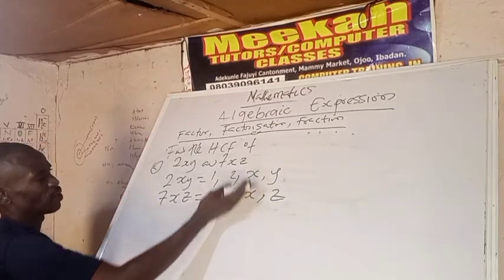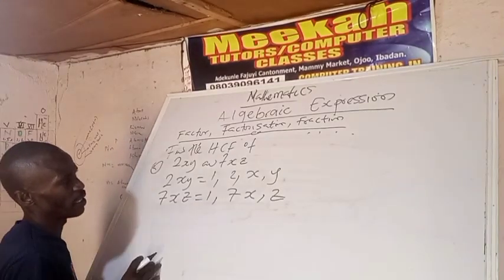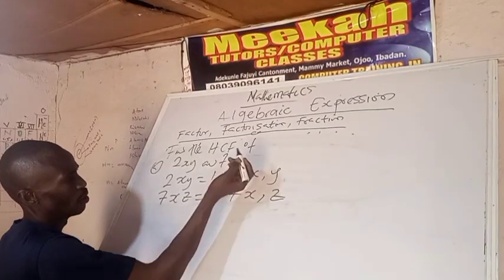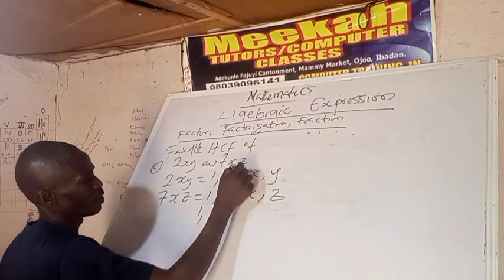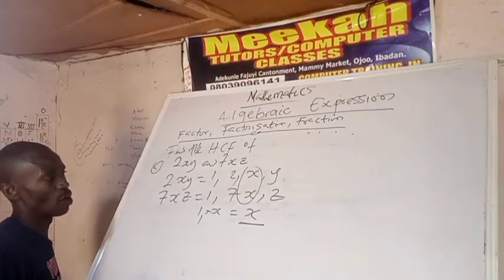What are those things that are common here? Of course, we have 1 here. 1. What do you have again, that you have up and down? We have what? x. So if you add these together, my x here becomes what? x.